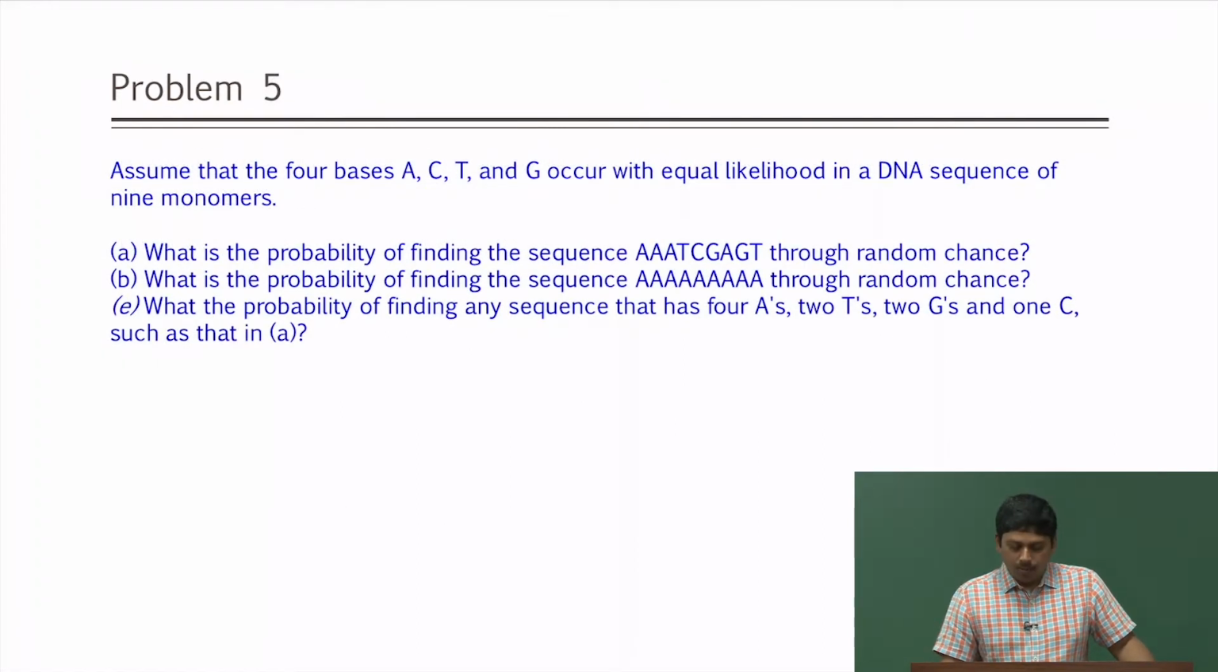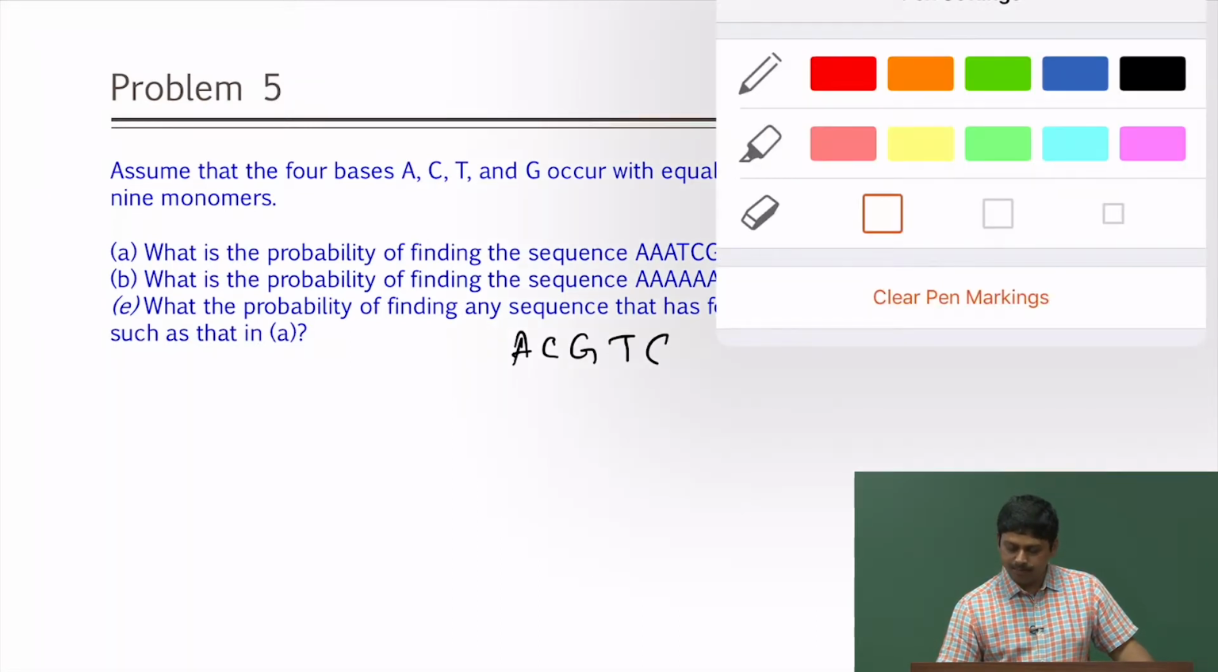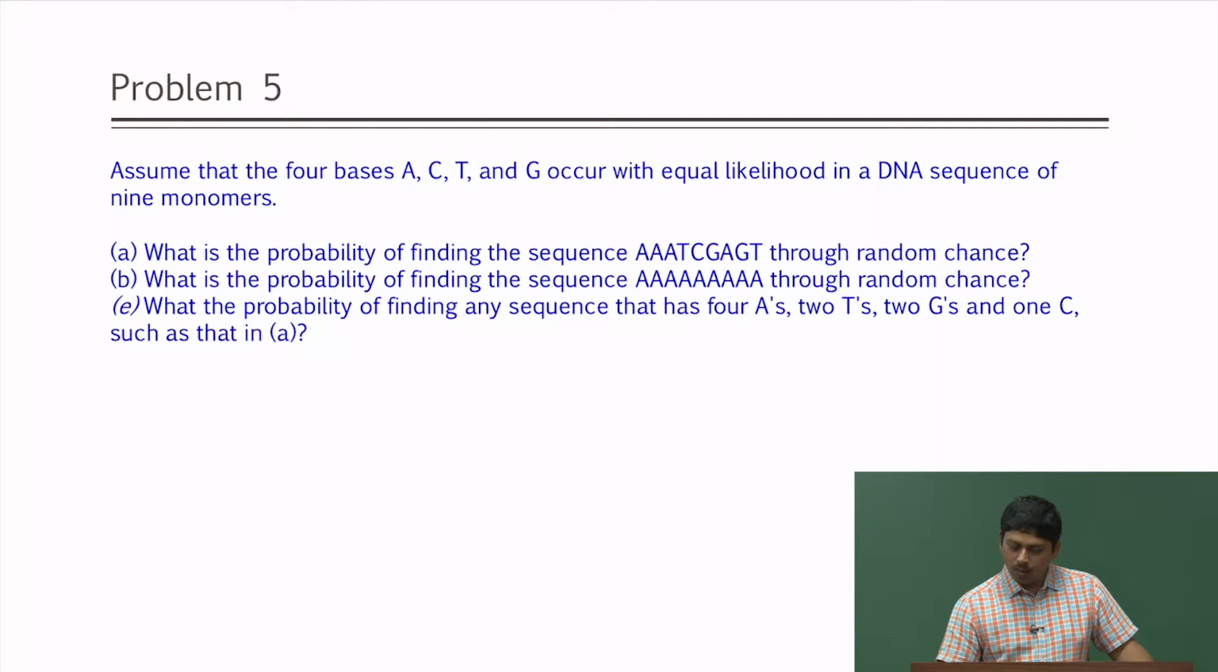Now, we go to the next problem, problem 5. Assume that 4 bases A, C, T, G occur with equal likelihood in a DNA sequence. That means it can come anywhere. So, out of these 4 anything can come, like A, C, G, T, C, whatever it can come, and that is how the DNA is made, right. So, now what is the probability of finding a very particular sequence through random choice?